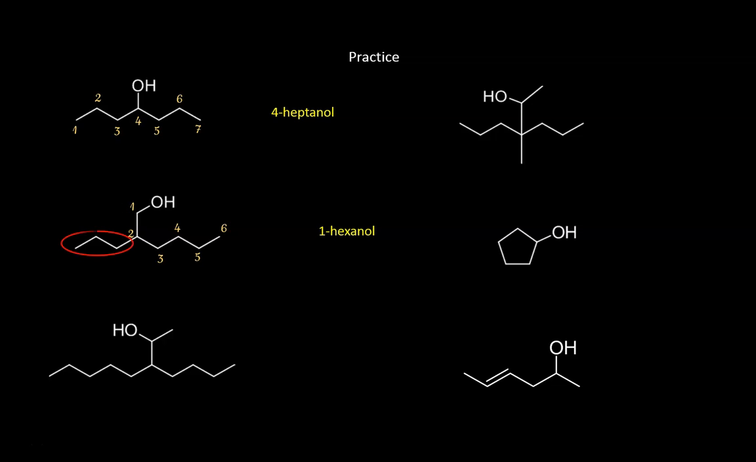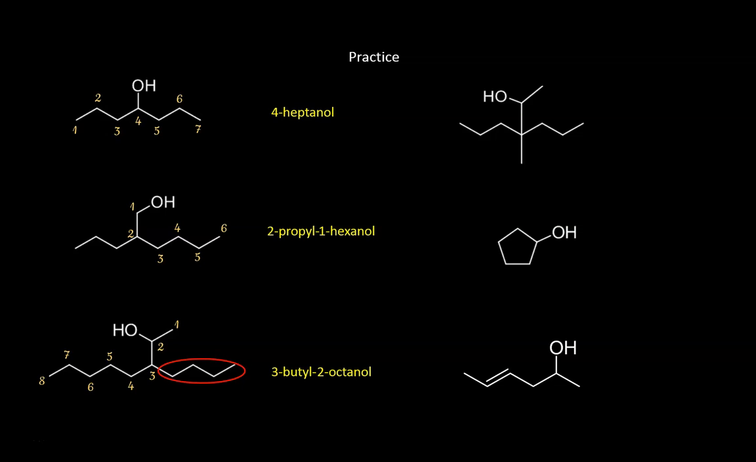Notice we have 3 carbon atoms here, so that's a propyl group on carbon 2. The name is 2-propyl 1-hexanol. Next one. Again, we start from the top, because that gives the hydroxyl group the lower number, and now the longest chain goes off to the left. With 8 carbons and hydroxyl on carbon 2, we have 2-octanol. This chain of 4 carbons is a butyl group attached to carbon 3, so the final name is 3-butyl-2-octanol.